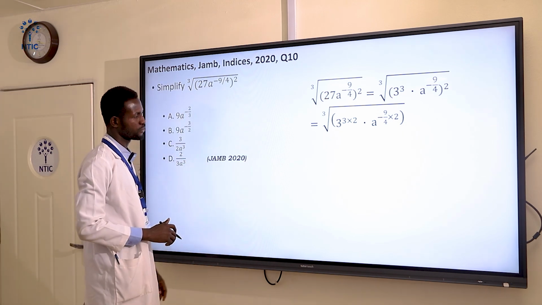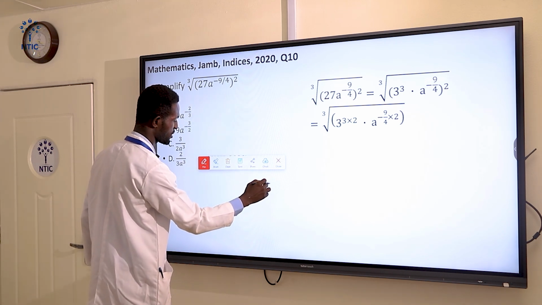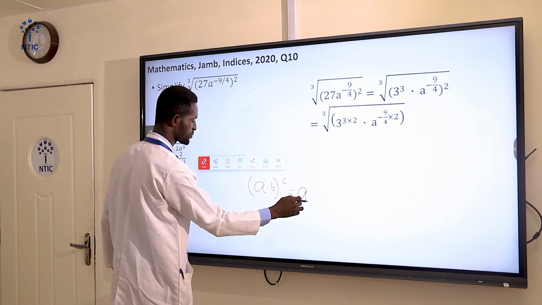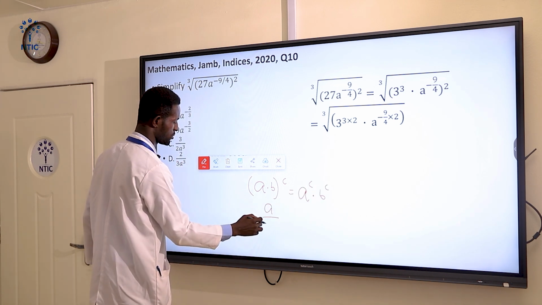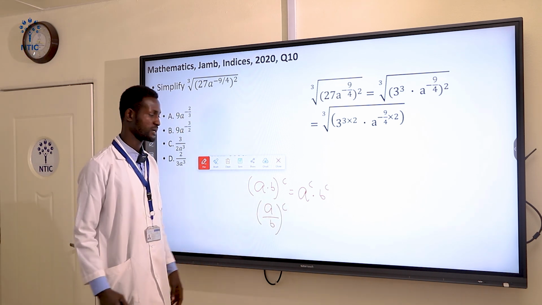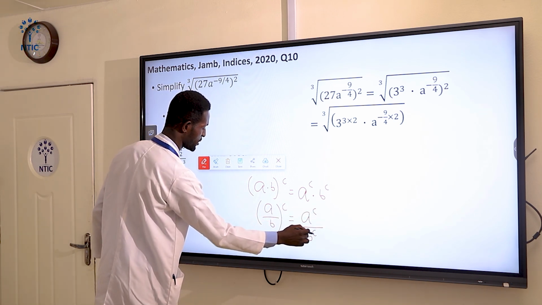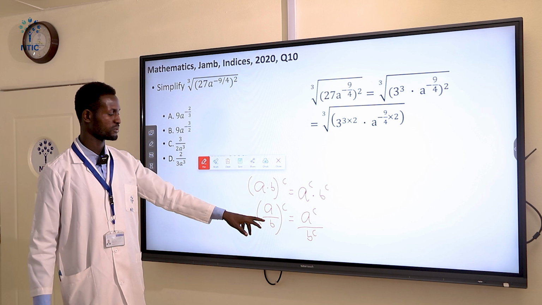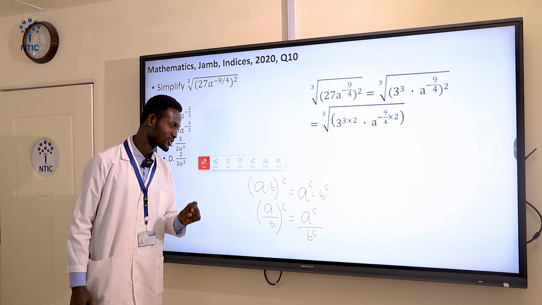In our previous examples, we solved a question by applying this law. If you have a times b raised to power c, this is equal to a raised to power c times b raised to power c. It also works for division. If you have a over b raised to power c, it is equal to a raised to power c divided by b raised to power c. Yes, you can distribute powers for multiplication and division.